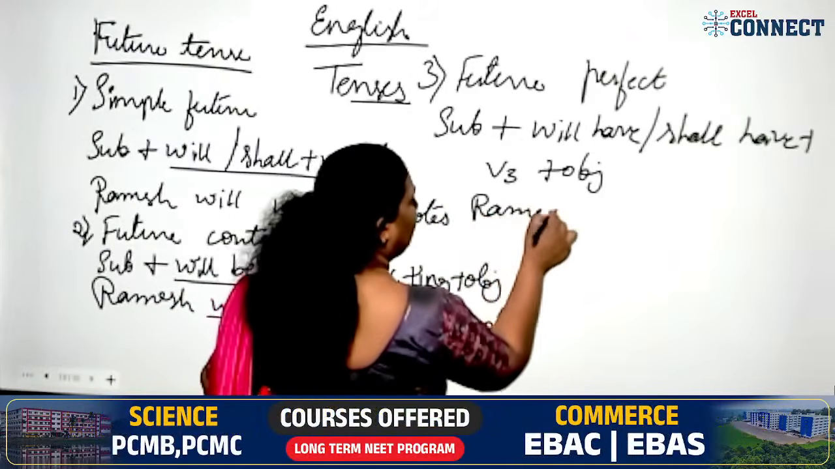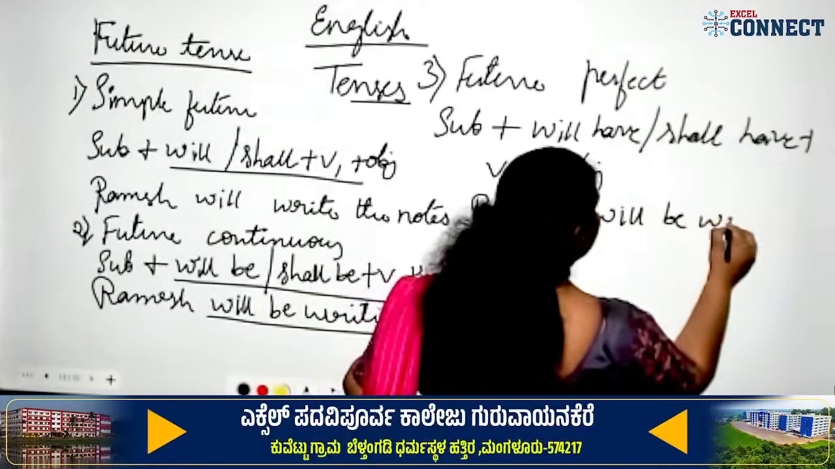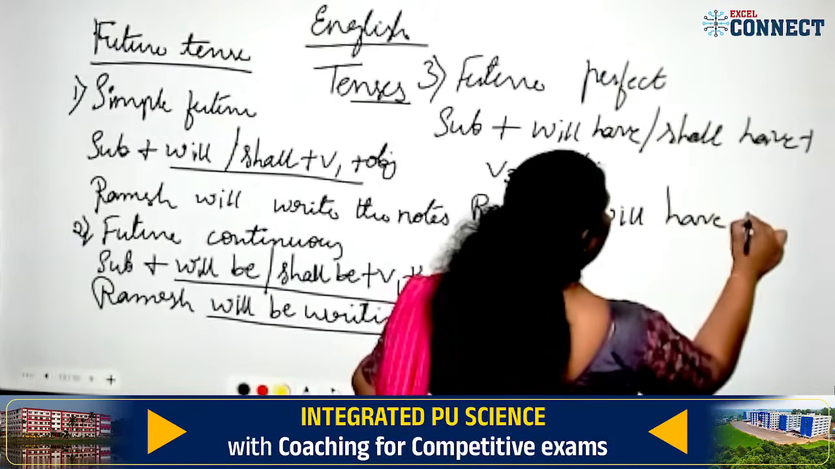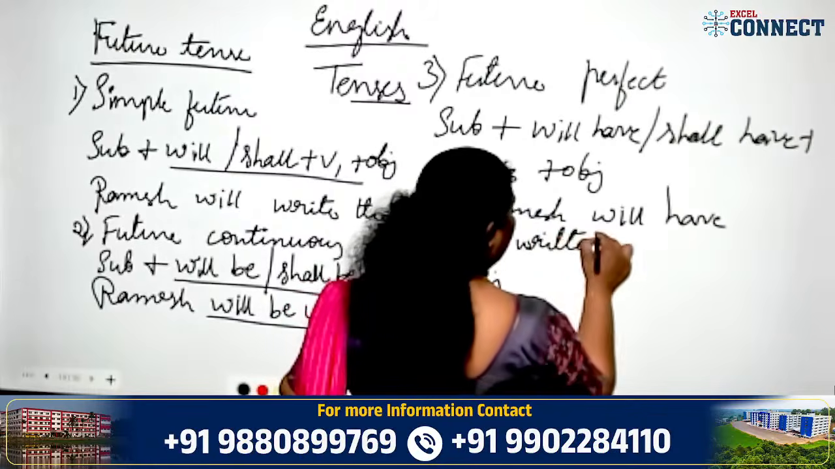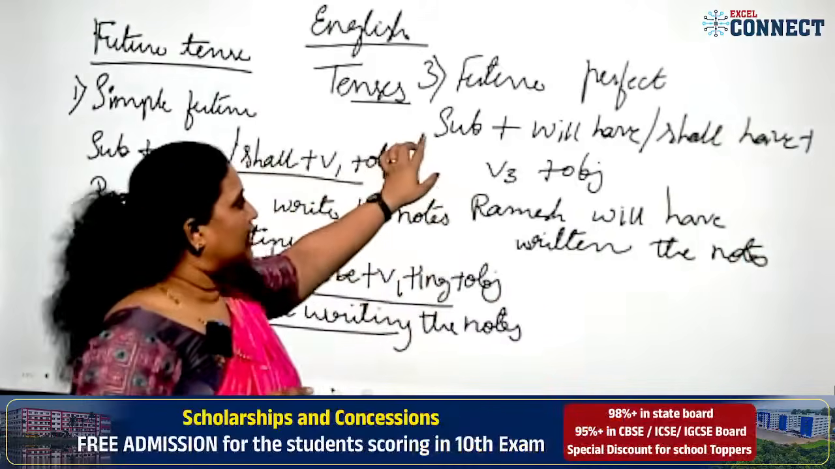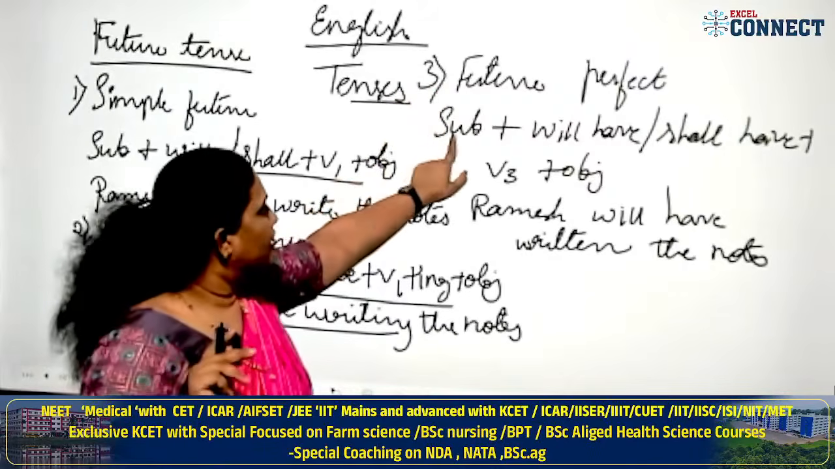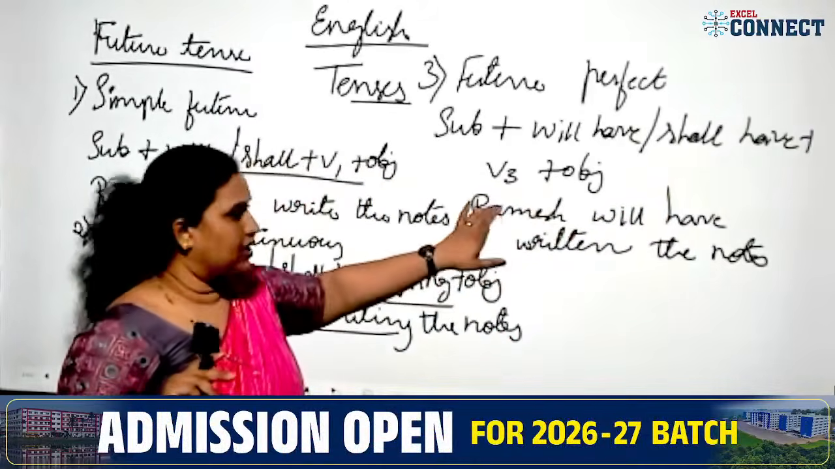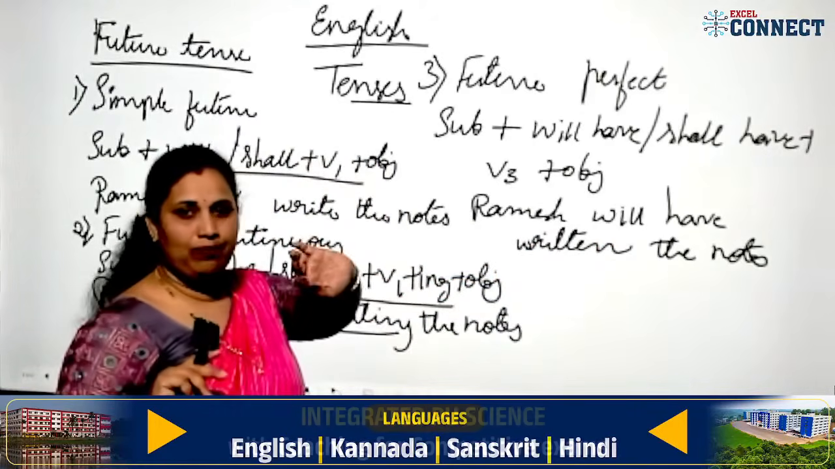So subject again will go to Ramesh here. Ramesh will have written. So the future perfect tense, again the action will start in the future and perfectly the action will complete. So subject will have or shall have plus V3 plus object. The example goes like this: Ramesh will have written the notes.